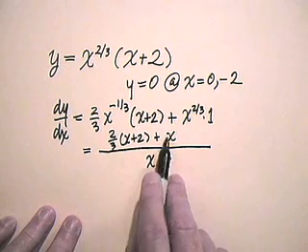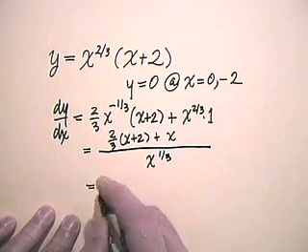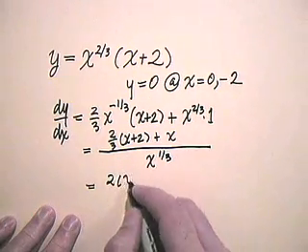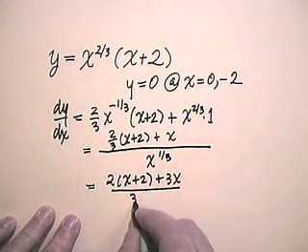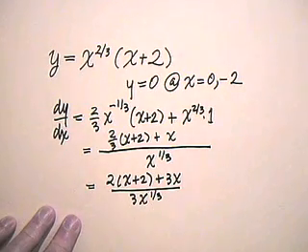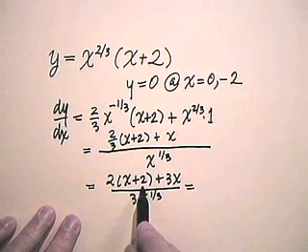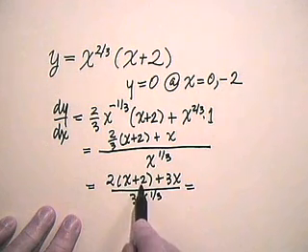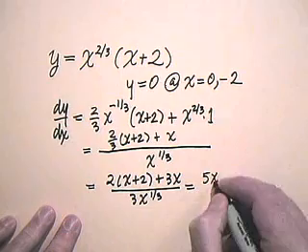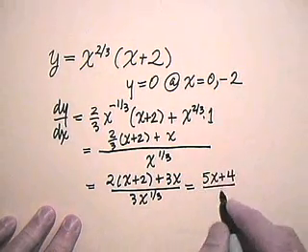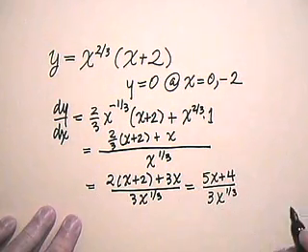Let's get common denominators here, and I'll just absorb this 3 down in the denominator, and so we have 2 times the quantity x plus 2 plus 3x, all divided by 3x to the 1/3. Now simplifying the numerator, 2x plus 4, 2x plus 3x is 5x. So we have 5x plus 4, finally, all divided by 3x to the 1/3 power.